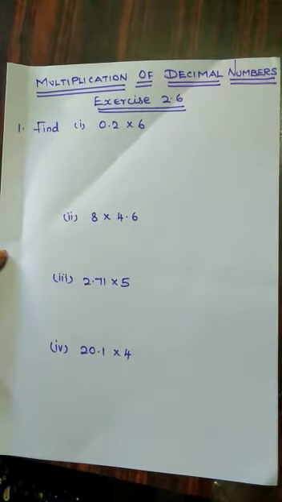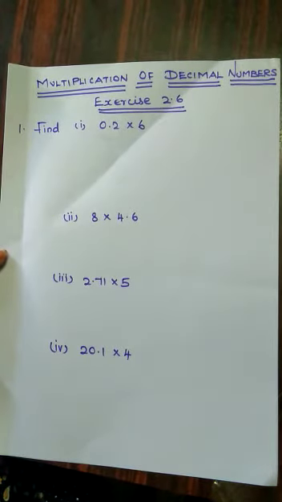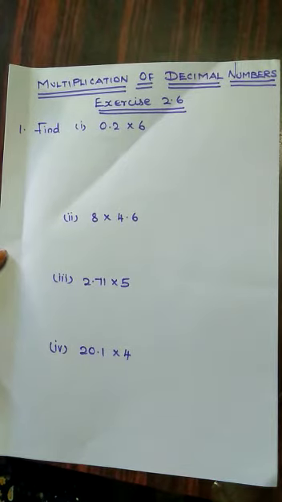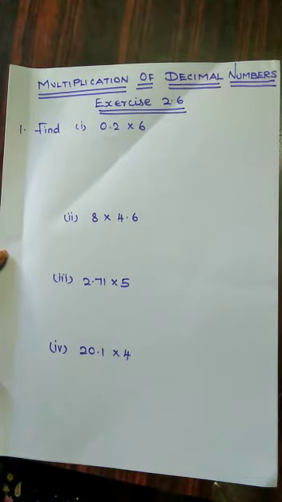Exercise 2.6, the first one: find 0.2 into 6. Actually, now we are going to multiply a decimal number by a whole number. First we multiply them as whole numbers, ignoring the decimal point. Multiply the values directly. Then we count the number of digits starting from the rightmost digit and move toward the left, then put the decimal point there.